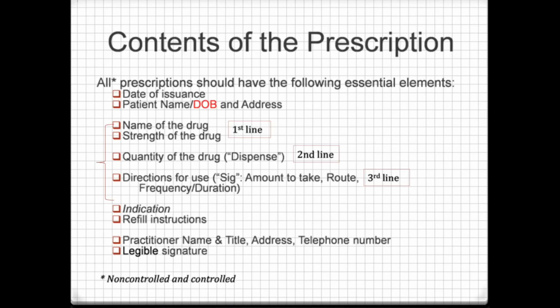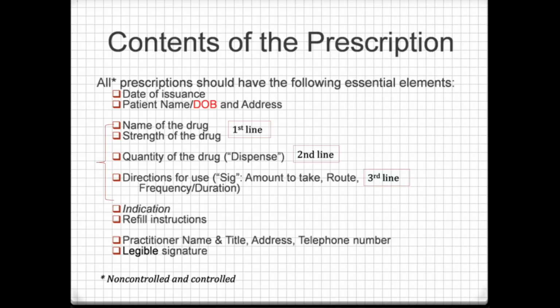First is the date of issuance. This is the day that you are writing the prescription. You are not allowed to predate the prescription, nor should you backdate it. Simply write the month, day, and year that you are writing the prescription for the patient. It can be in military format, which is day, then month, then year, or civilian convention, which is month, then day, then year. Either one.